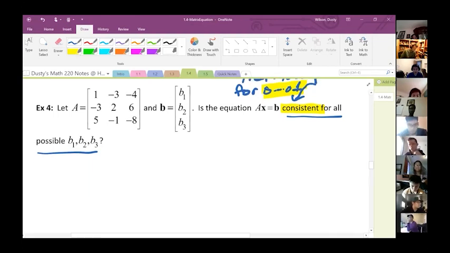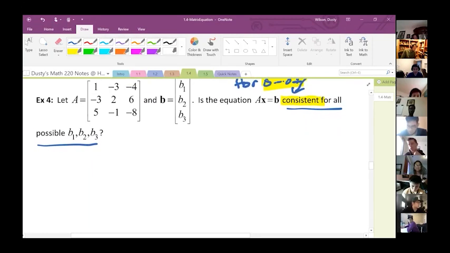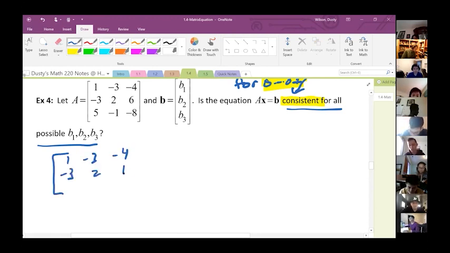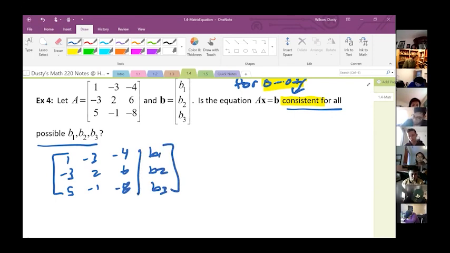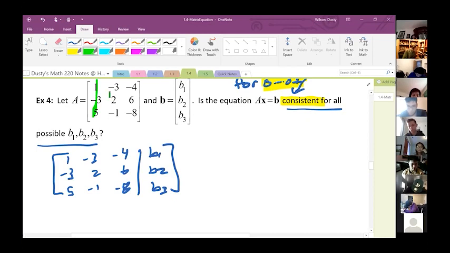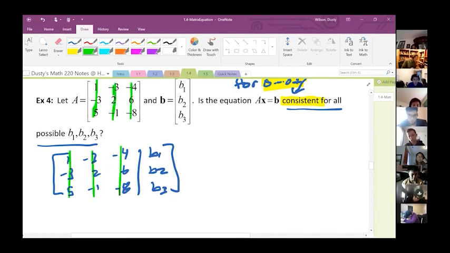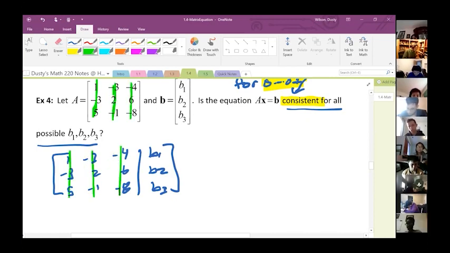So what we're going to do is start by setting up an augmented matrix. So let's make sure you're tracking what's going on. A is giving me the columns on the left of the augmented matrix, and then b is this part of the augmented matrix. So now we need to row reduce.